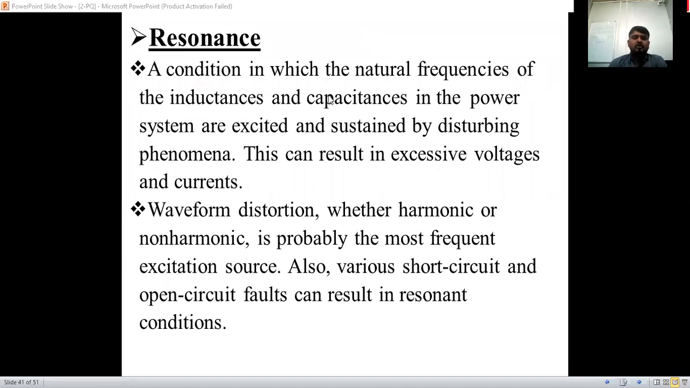Okay. So the natural frequencies of inductances and capacitances are excited, and these frequencies are sustained by a disturbing phenomena. On that condition, it will result in excessive voltages and currents. So that will create an issue of voltage increase or decrease.